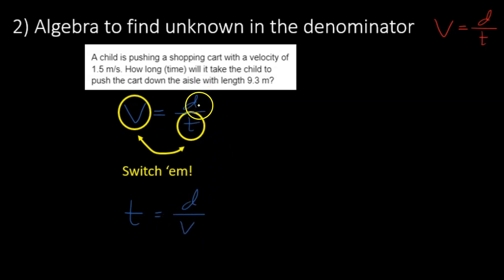Notice, distance didn't change. It's the same thing as before. Distance is still on top. Distance was on top to start with. But the V was on the left, now the V is on the bottom. The time was on the bottom, now it's on the left. And now I could plug in.